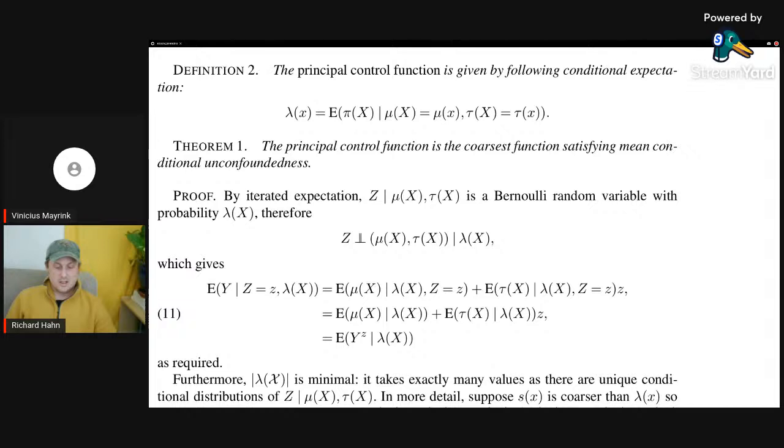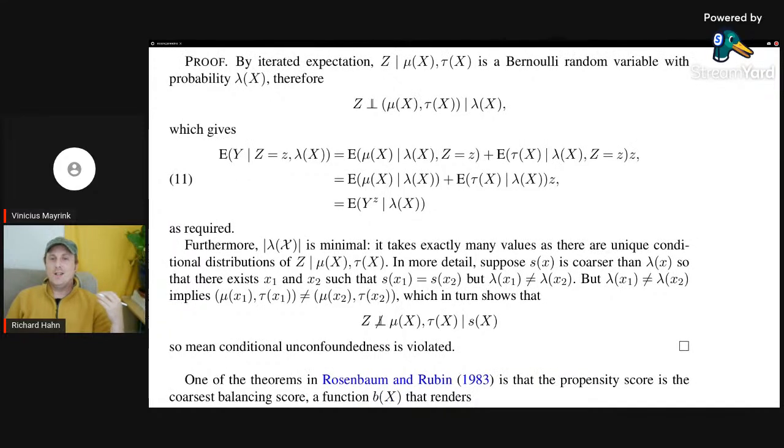The more interesting thing is that it's minimal. And the reason that it's minimal is in the following sense: there is no other function of x that is coarser than that, that satisfies the necessary condition. In other words, mu and tau, we know those satisfy strong ignorability. They chop off all the arrows on the y side of the graph. The propensity score, pi, chops off all of the arrows on the left side. What this is telling us is that there is an intermediate thing that we're defining here as lambda, which is potentially coarser than either of those. Okay.